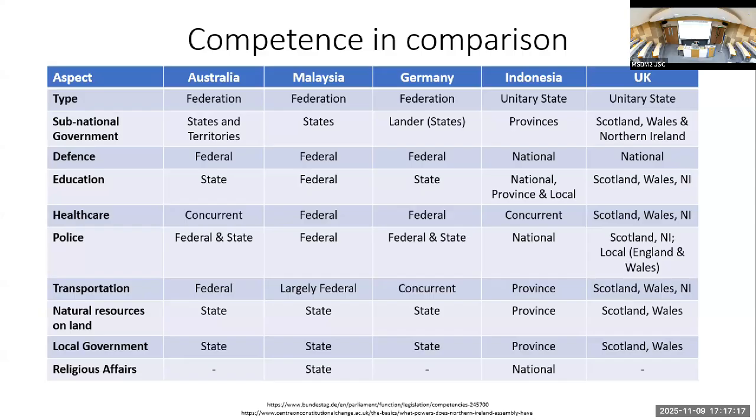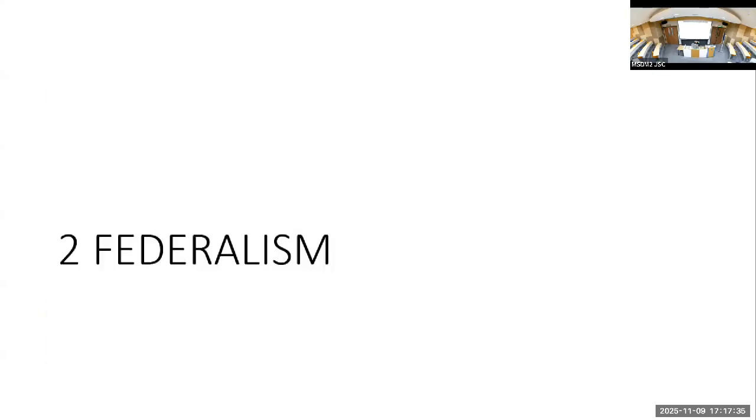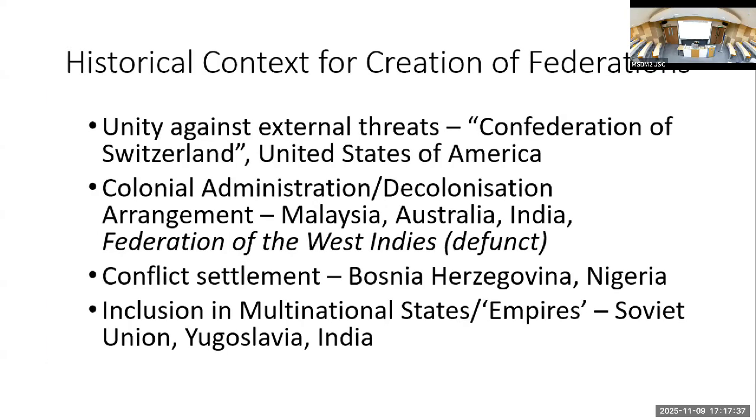when you come to police, the UK, the unitary state, is the most decentralized one, because Scotland and Northern Ireland control their police, and in England and Wales, police are controlled by local government. So now we go to federalism.